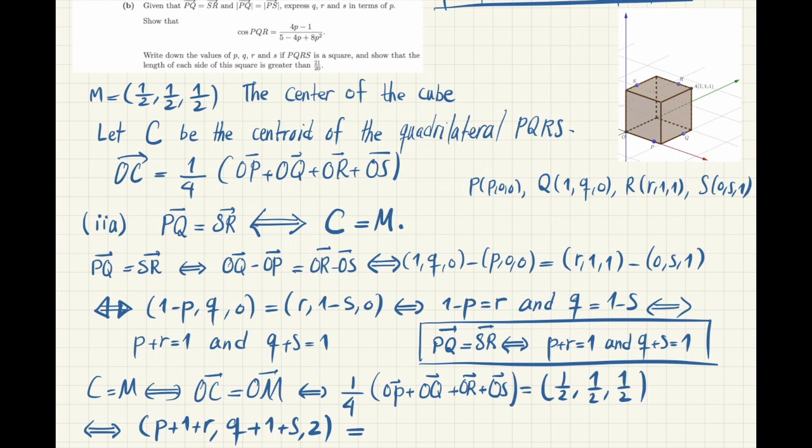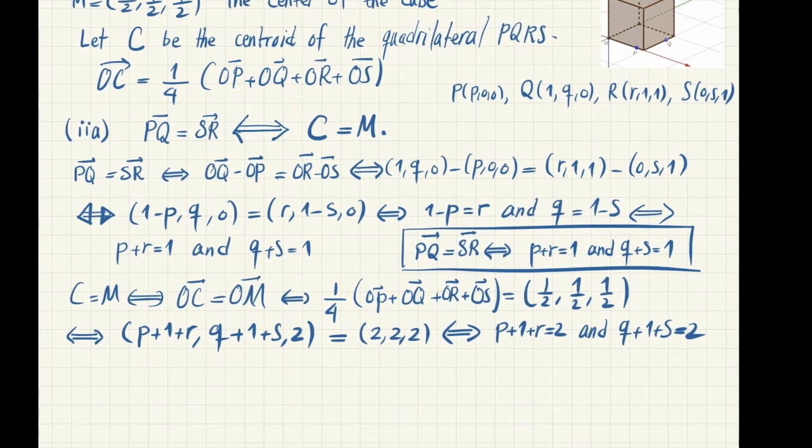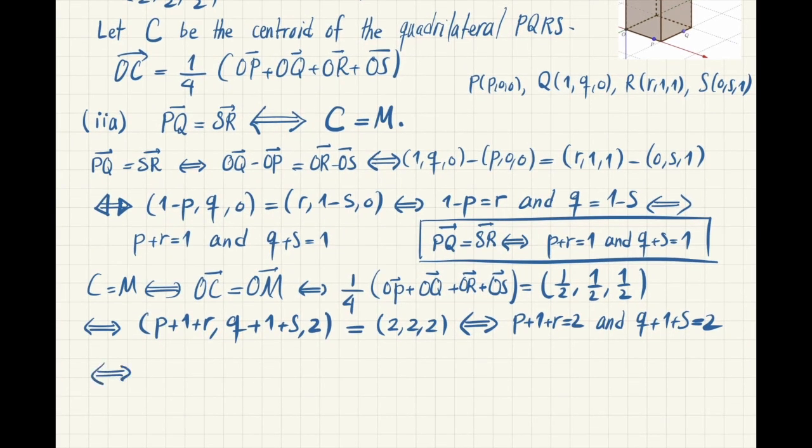This is equal to, if you remembered, I multiplied everything by 4, so on the right hand side I will have 2, 2, and 2. And then this is again equivalent to, so the last component is automatically equal to the last component. So it means that this has to be equal to this, and this has to be equal to that. So then this implies that P plus 1 plus R is equal to 2, and Q plus 1 plus S is equal to 2. But then I hope that you agree that this is also equivalent to P plus R is equal to 1, and Q plus S is also equal to 1. Yes, I just moved this 1 to the right hand side, 1 to the right hand side.